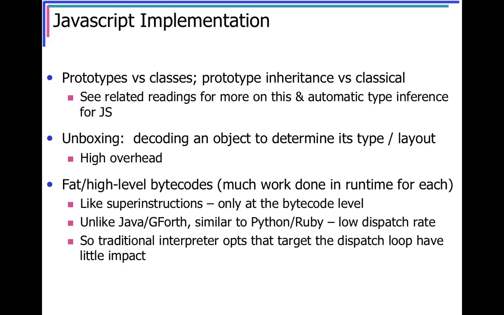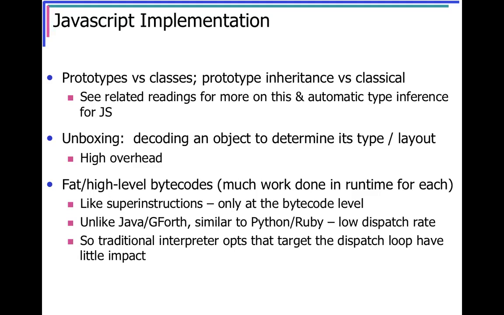Like all dynamic languages, or all object-oriented languages, you have the concept of boxing. Boxing is where we have information embedded in the object itself, usually in its header, to describe the object's type and its layout. Anytime you want to get to the actual data within the object, that is the fields, you have to unbox an object.